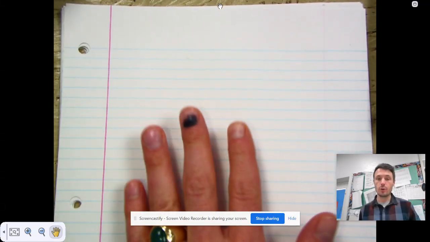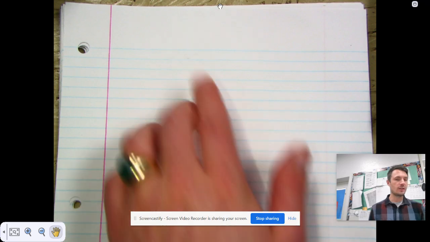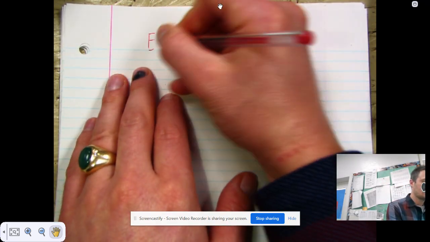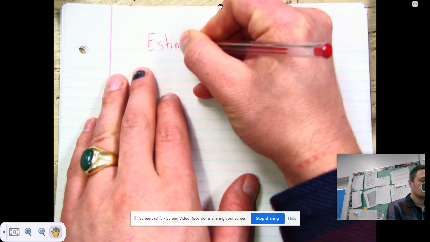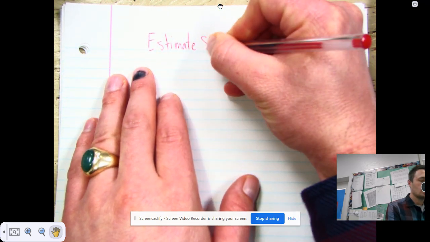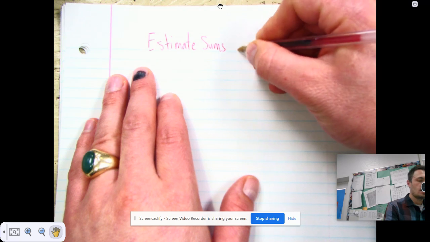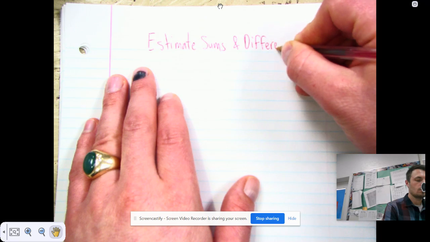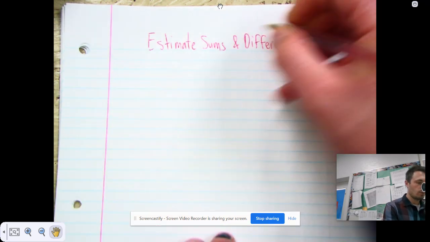Go ahead and open up your math notebook and turn to the next available page. And at the top, write the title of this lesson, which is Estimate Sums and Differences with Mixed Numbers.